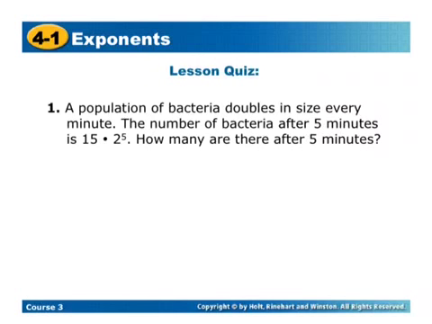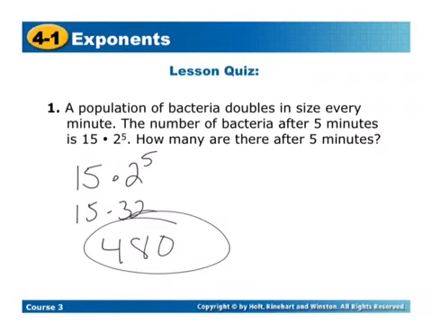So a population of bacteria doubles in size every minute. The number of bacteria after 5 minutes is 15 times 2 to the 5th. We want to know how many bacteria there are after 5 minutes. So here we're going to have 15 times 2 to the 5th. Well, 2 to the 5th is going to be 32. So now we just have 15 times 32. It's going to give us 480 bacteria.